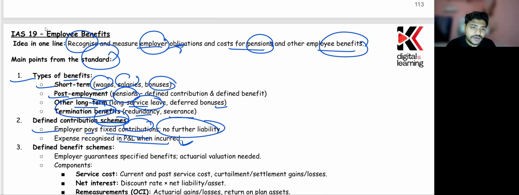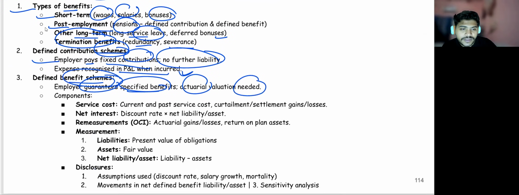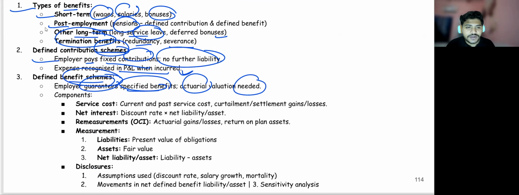Now, a defined benefit scheme is basically one where it is the responsibility of the employer to provide or guarantee some specific benefit to the employees. In that case, actuarial valuation will be needed. There are certain components. Service cost is nothing but the current and past service cost. It means if the employee is working this year or worked last year, what he has earned by working that year towards the pension is the service cost.